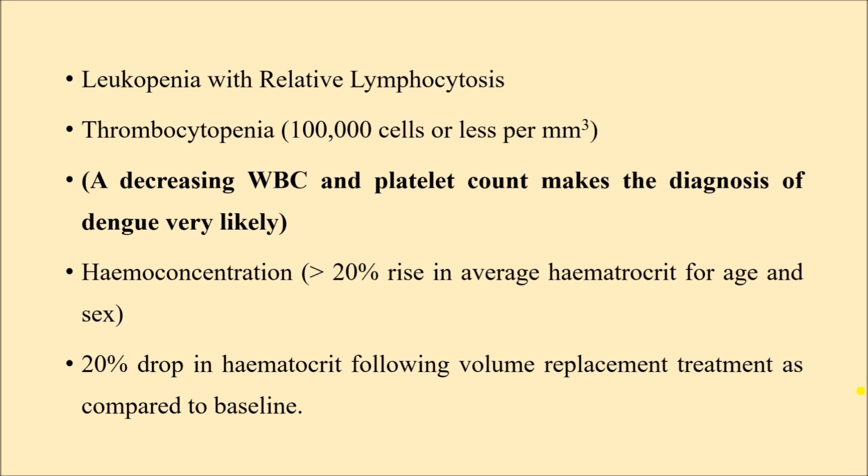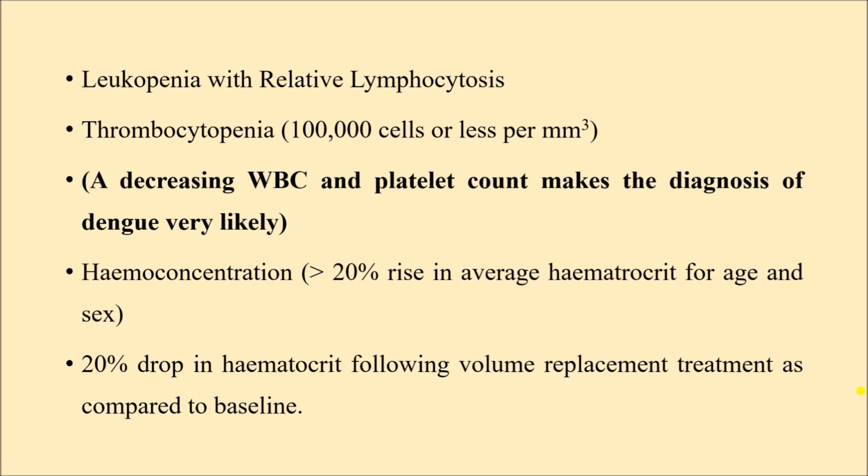There can also be thrombocytopenia, where the platelet count can go below 1 lakh per cubic millimeter. And this is because of two reasons. One is the destruction of platelets in the circulation, as well as the destruction and inhibition of the megakaryocytes in the bone marrow. And megakaryocytes are known to produce platelets. So in any patient having fever, if we get a drop in WBC count and platelet count, then the diagnosis of dengue is very likely. Of course, we have to confirm the diagnosis by NS1 antigen and IgM estimation.